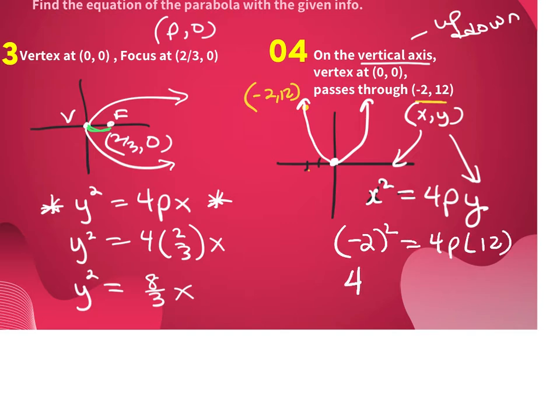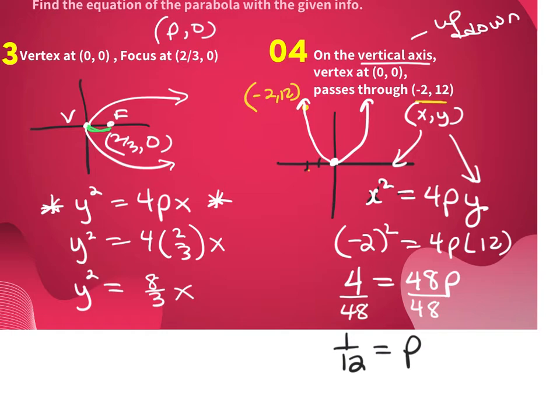So I square the -2. I'm going to multiply the 4 and the 12, and I get 48. Now I'm going to divide both sides by 48, giving me a p-value of 1/12. And again, it's opening upward. You can see that your p-value is positive.